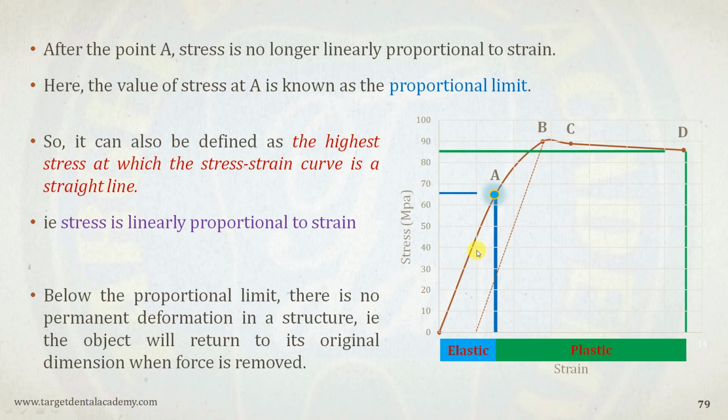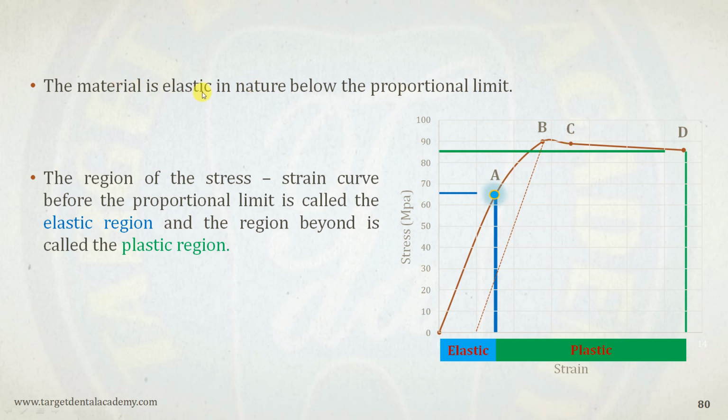Below the proportional limit, there is no permanent deformation in the structure. That is, the object will return to its original dimension because it is an elastic deformation. And after your A point, after your proportional limit, it is the plastic deformation. When you remove the forces, it will never tend back to its normal position or normal shape. It gets permanently deformed. So the material is elastic in nature below the proportional limit.